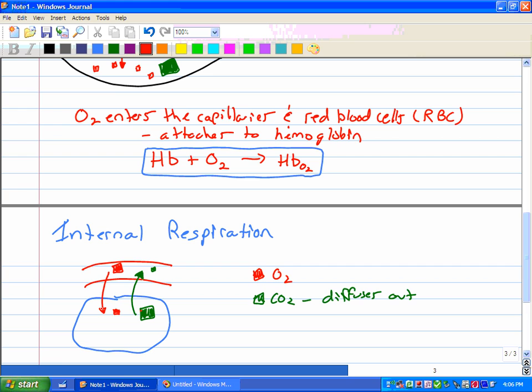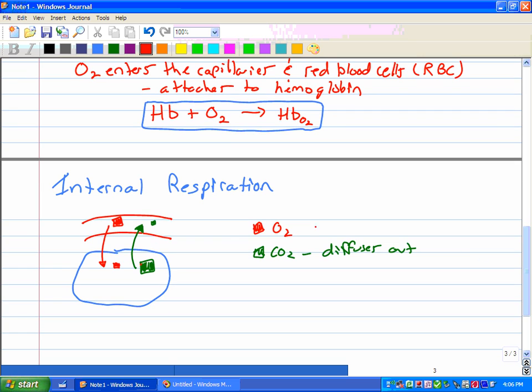So just as a quick recap, external respiration is going from the lung alveoli into the capillaries, and internal respiration is when we're going from the capillaries into the cell.